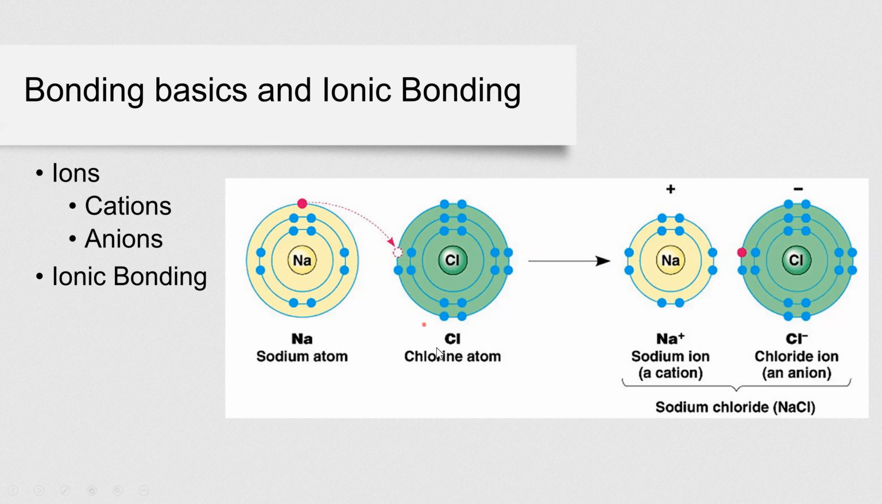Now, chlorine has 1, 2, 3, 4, 5, 6, 7 valence electrons. And that also makes chlorine very reactive. So chlorine has a tendency, like every atom, to fulfill the outer level. Now for chlorine to reach its perfect stable energy state, it needs one more electron.